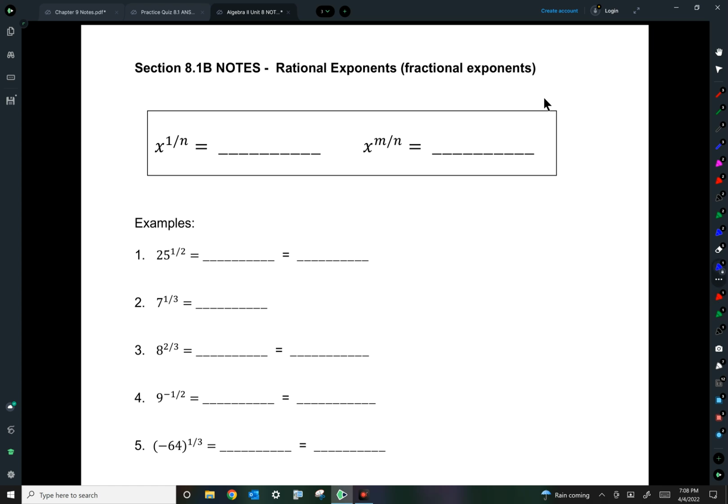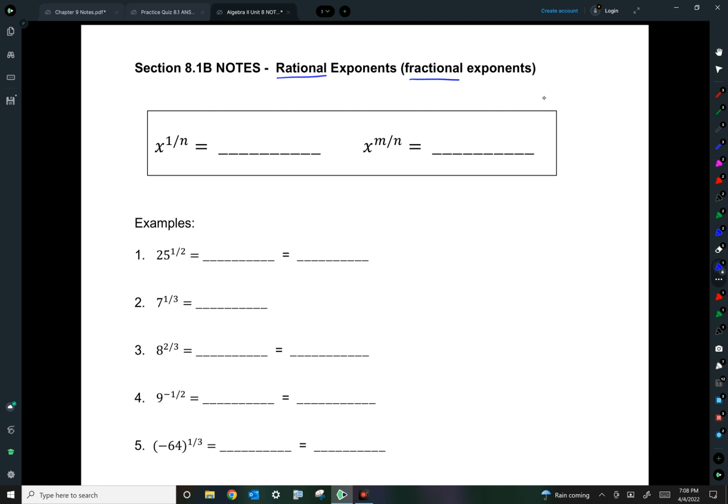Okay, so this is 8.1b about rational exponents, and another name for rational exponents is fractional exponents. Now, this is definitely new. You have not talked about this in Algebra 1, so we're going to kind of slow it down.